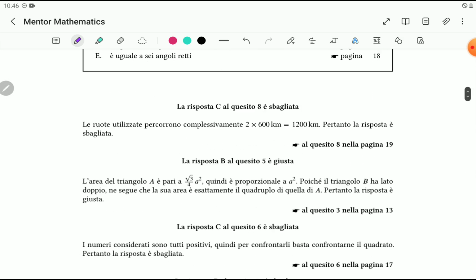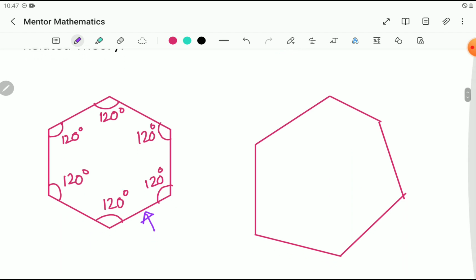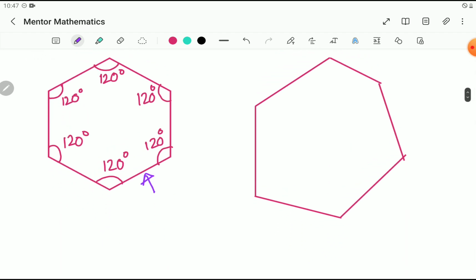Okay, so this is a hexagon and this is a regular hexagon. Regular means it has equal length sides. Also all angles between the sides are the same, 120 degree. So if you sum them, then what is the summation?